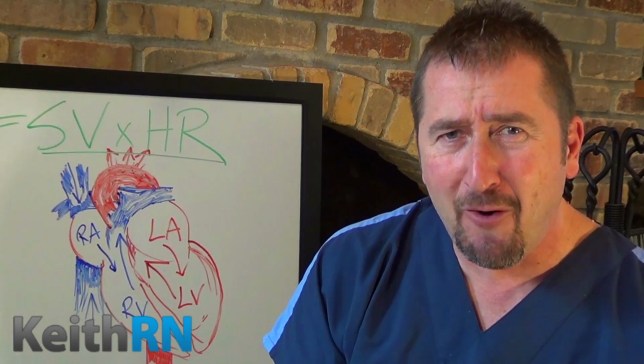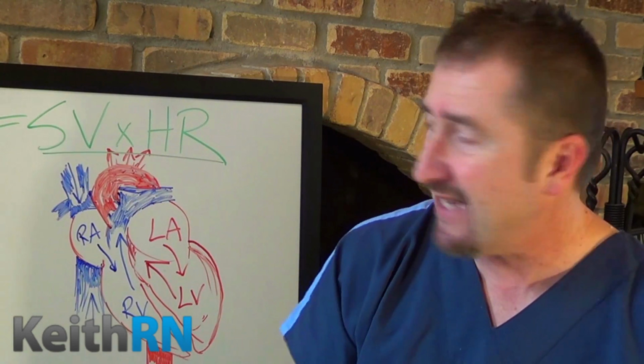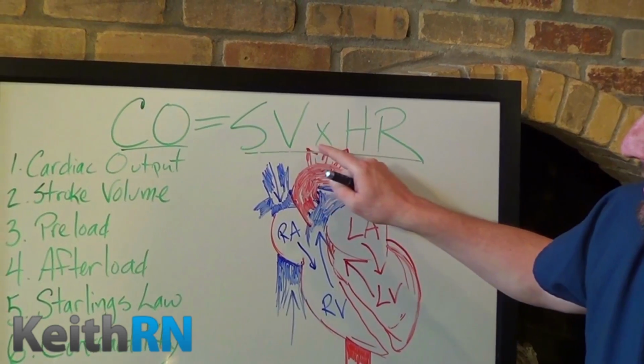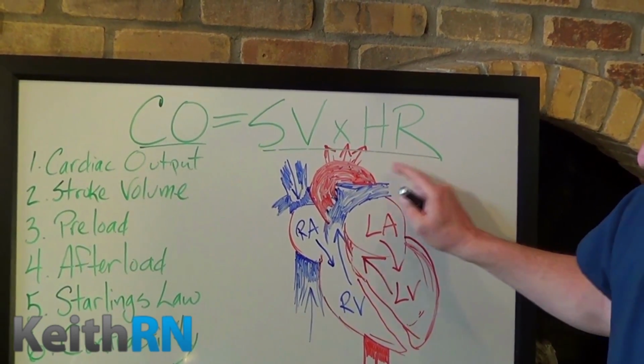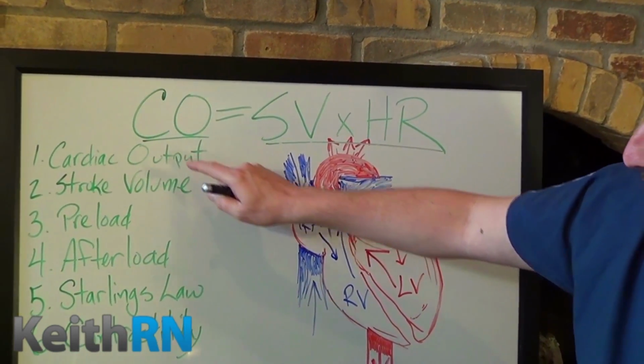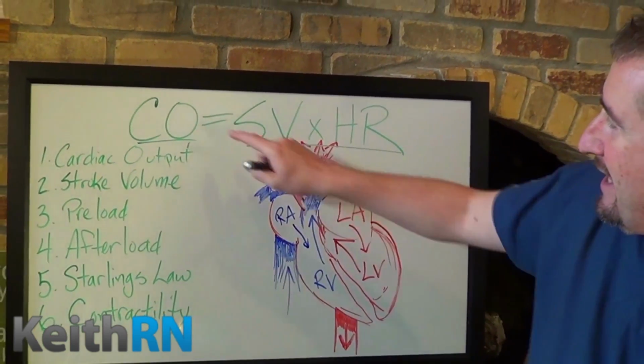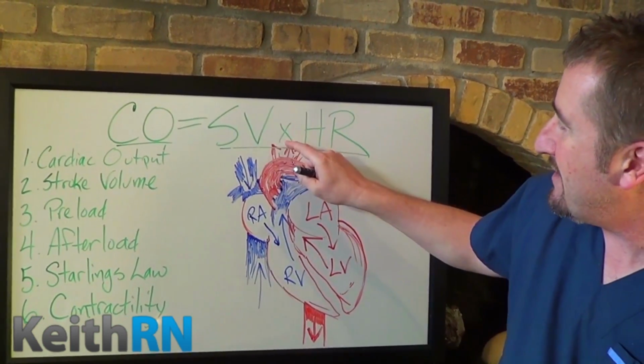The following formula from anatomy and physiology, which every student has had, usually as a prerequisite that is not contextualized to clinical practice, is this: CO equals SV times HR. And if you've had this content, you know that it is cardiac output of the heart equals stroke volume times heart rate.